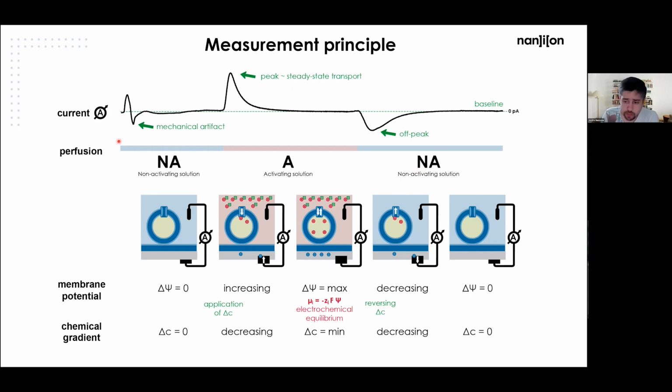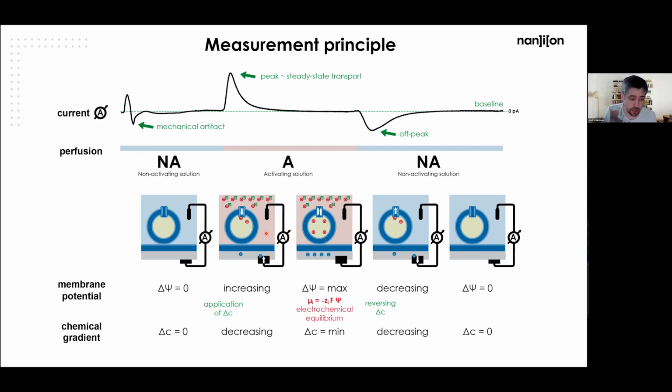Here is, again, a slide showing how a measurement trace looks. George already showed it just briefly. So you essentially need two solutions at least. One non-activating solution, you record the baseline, then you switch to the activating solution, which contains the substrate of your transporter. You measure a peak current because the initial transport rate is highest once you apply the full gradient.